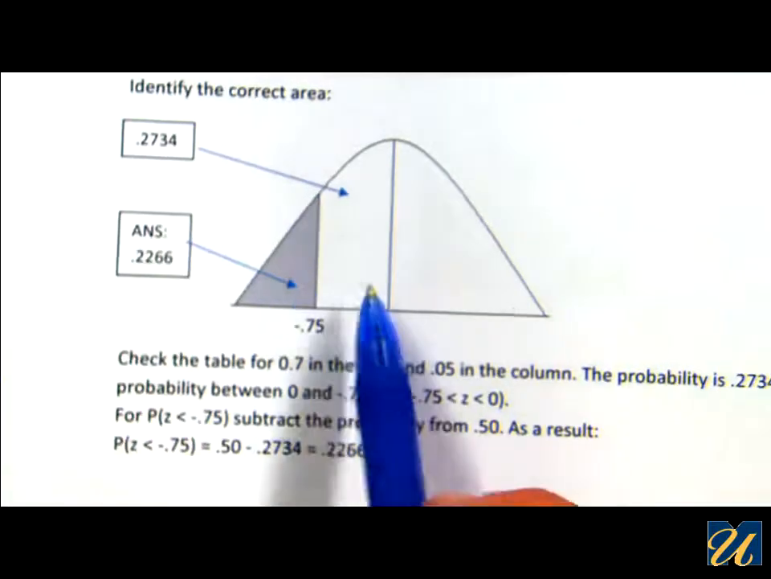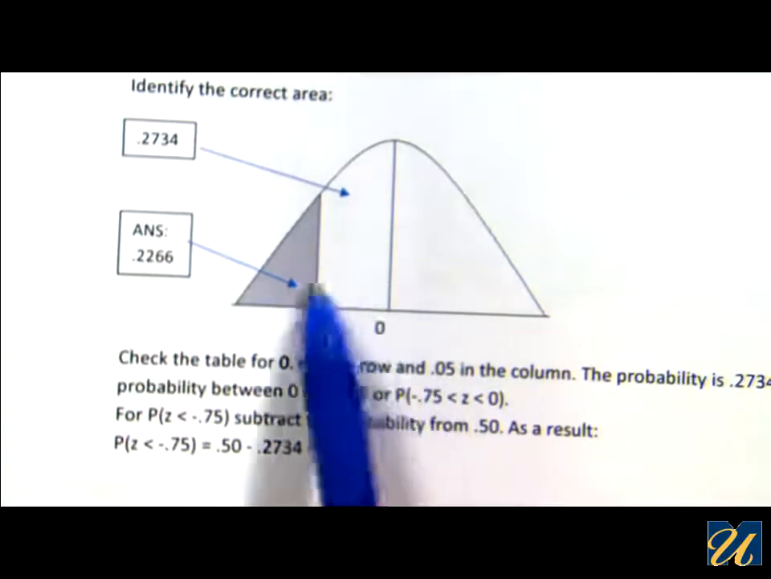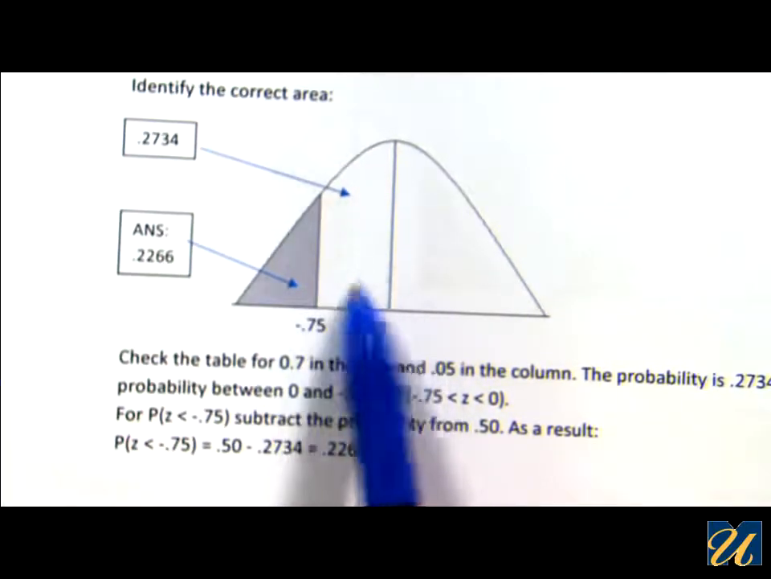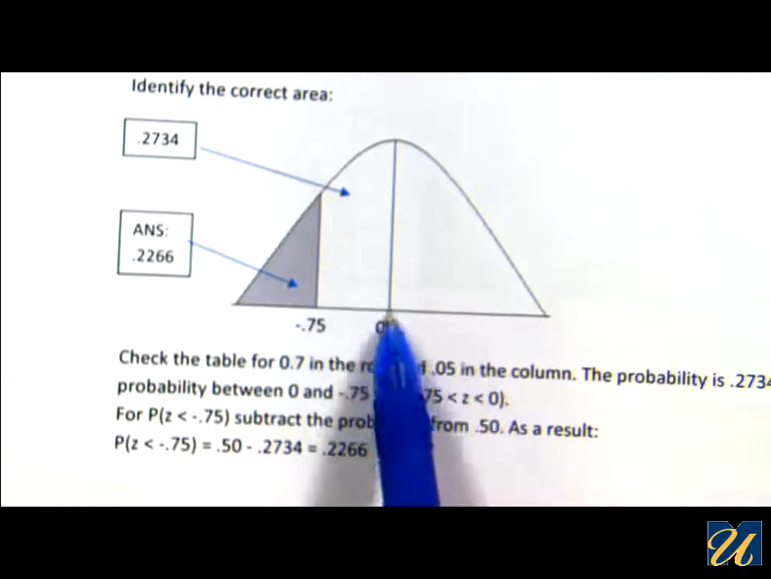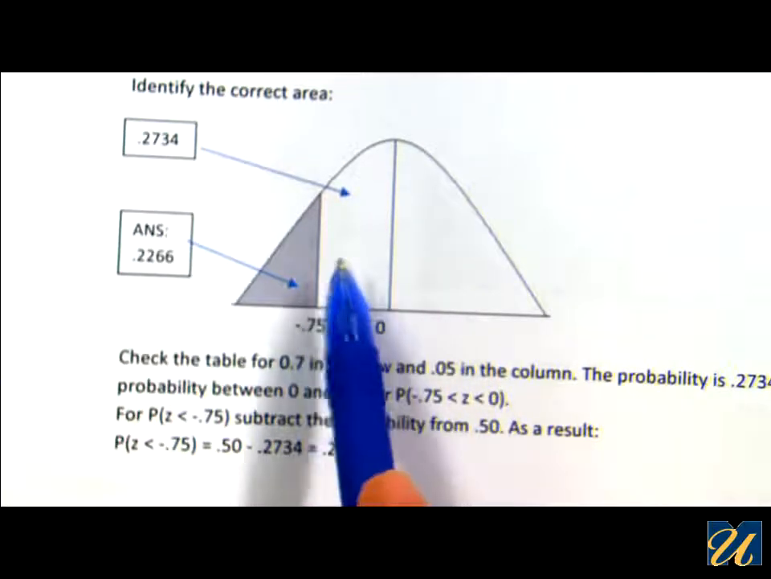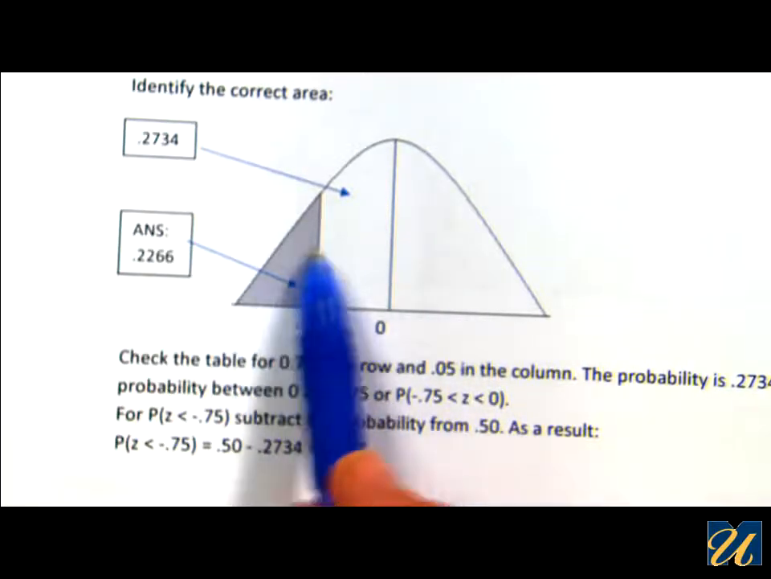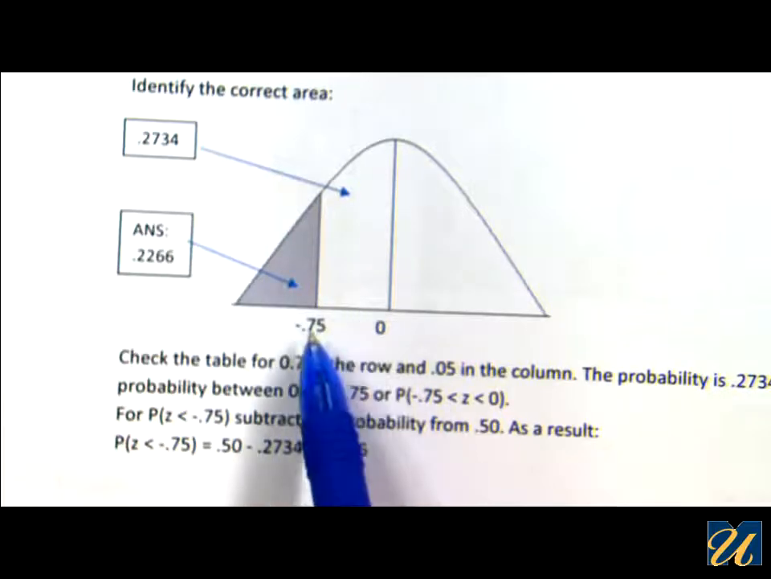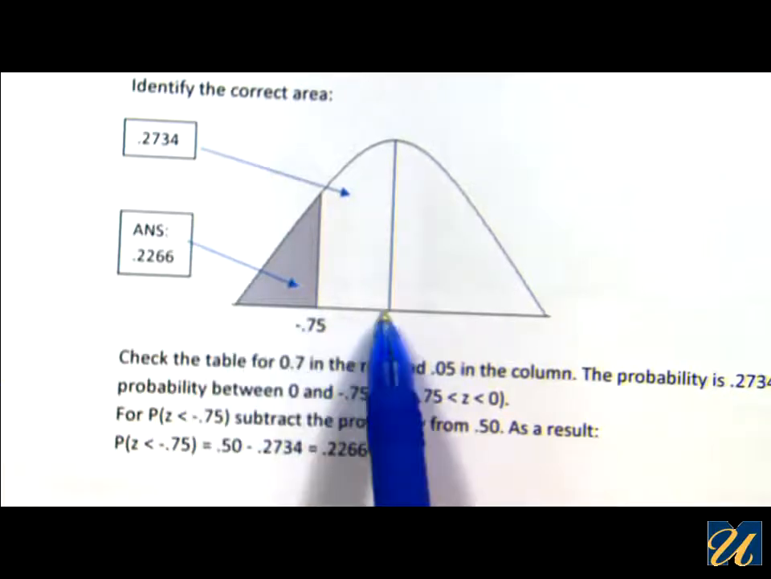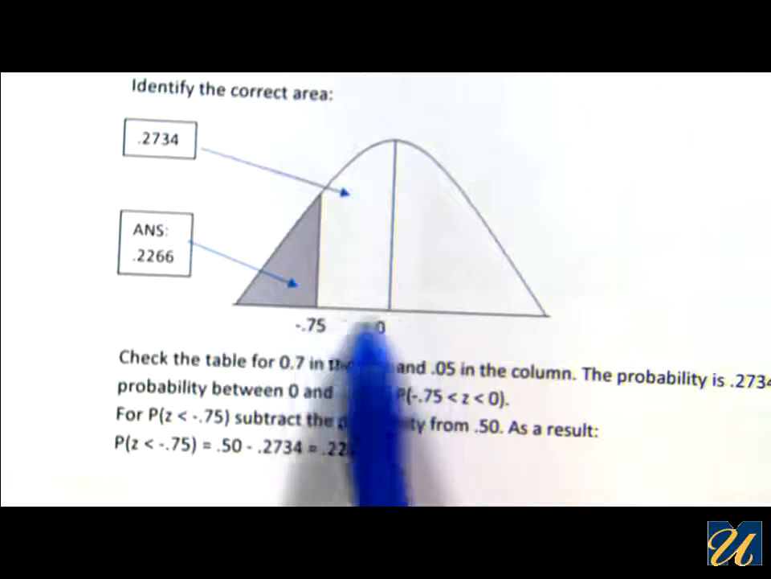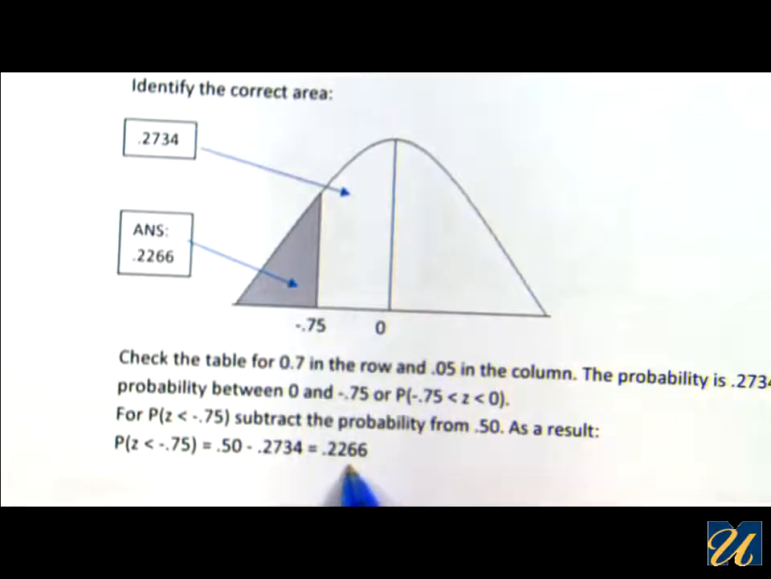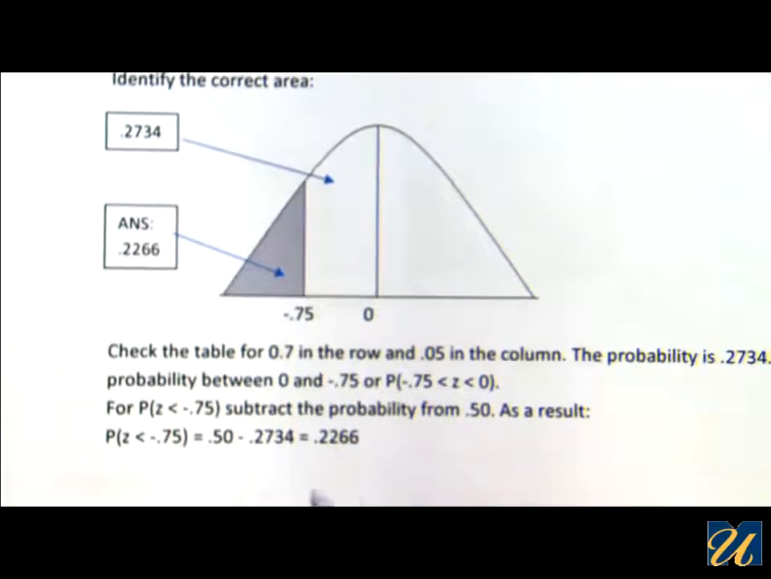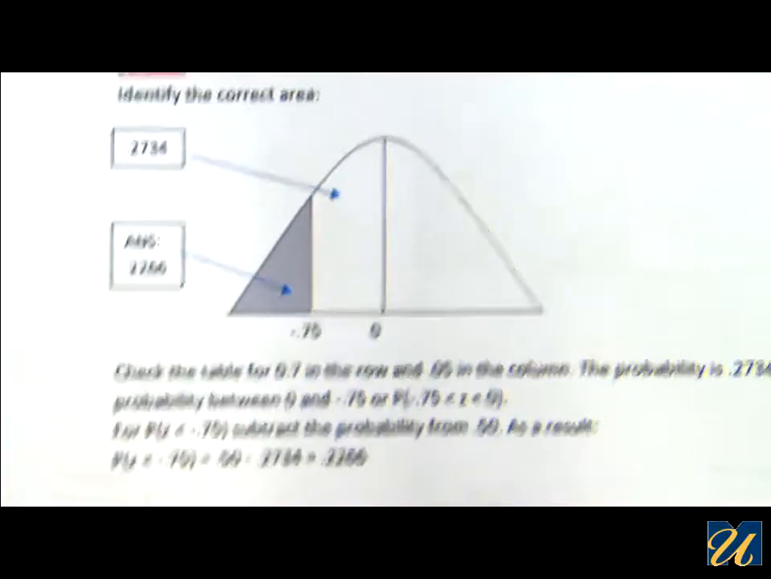0.2734, however, again, is not the answer. It's this area. I'm looking for this area from the mean to the z-score. I'm looking for the area that's less than the z-score. Therefore, we take the half, 0.5, we subtract the area from the table, and the answer, the area, will be 0.2266.